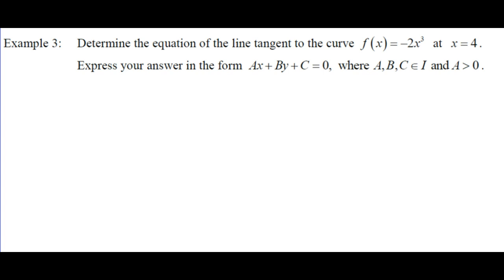Example 3. Flipping backwards. Determine the equation of the line tangent to the curve f of x equals negative 2x cubed at x equals 4. Express your answer in the form ax plus by plus c equals 0, where a, b, and c are integers and a is greater than 0. Positive x value, just the usual.